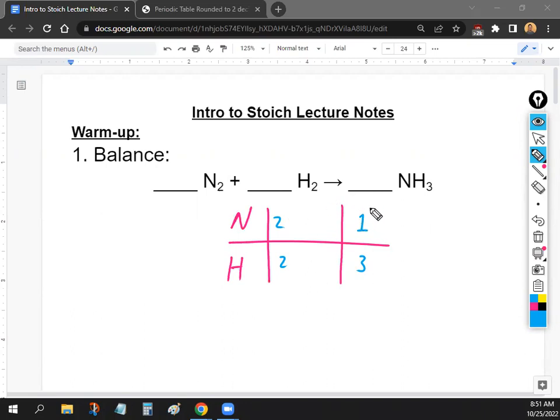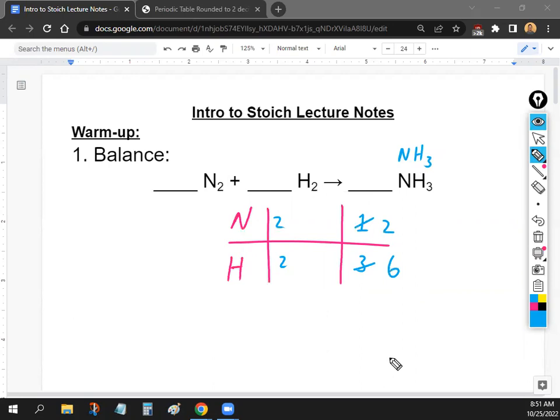Now, if you guys notice, the nitrogens are not balanced. Which side should we add more nitrogens to? Yeah, the right side, because it has fewer. So we're going to add the entire molecule. Remember, this is like a recipe. You can't add new stuff. You can only add what's already there. So now you have 2 nitrogens, and you have 6 hydrogens.